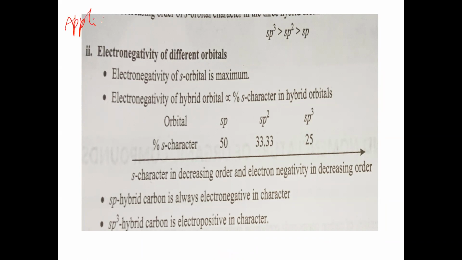Applications of hybridization. In this application, first we take the order of sizes. The order of sizes will be sp3 carbon atom greater than sp2 carbon atom, greater than sp carbon atom. Among these, which has the largest size? sp3 carbon has larger size than sp2 carbon, which has larger size than sp carbon. So sp carbon is the smallest carbon.